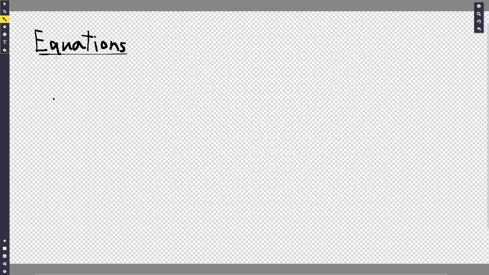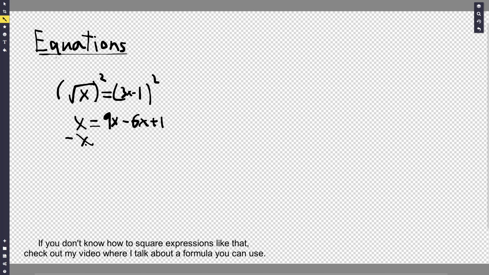Now let's talk about square root equations. These may seem simple at first, but let's try one. We have the square root of x is equal to 3x minus 1. To get rid of the square root, we square both sides. So we're left with x is equal to 9x squared minus 6x plus 1. And now we can subtract x, and that's equal to 0.